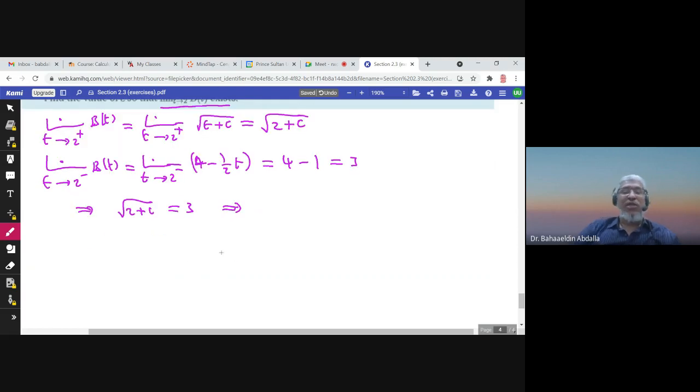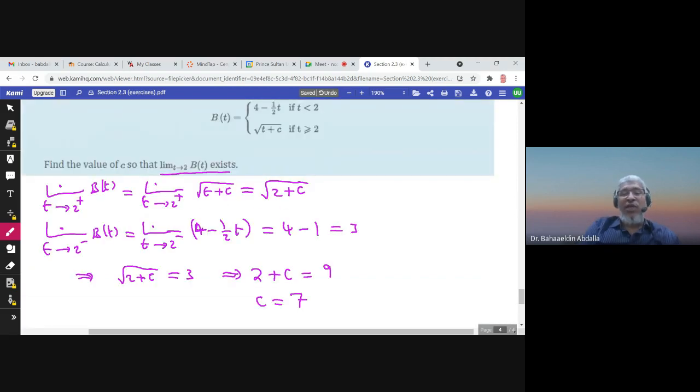How to solve this equation and find the value of c? We raise both sides of the equation to the power 2. So 2 plus c would be equal to 9. Then c is 9 minus 2, which is 7. So this is the value of c.